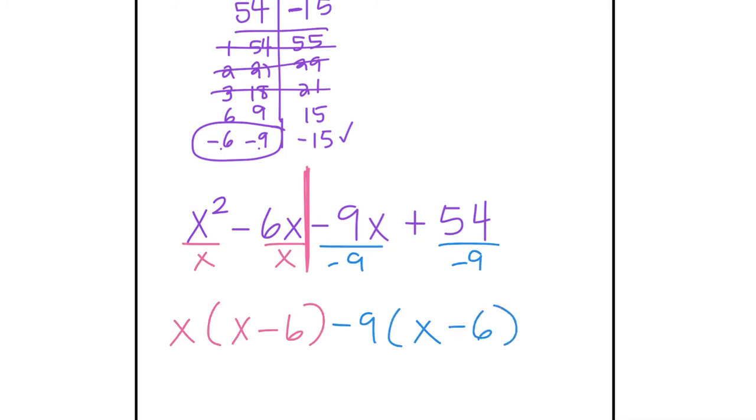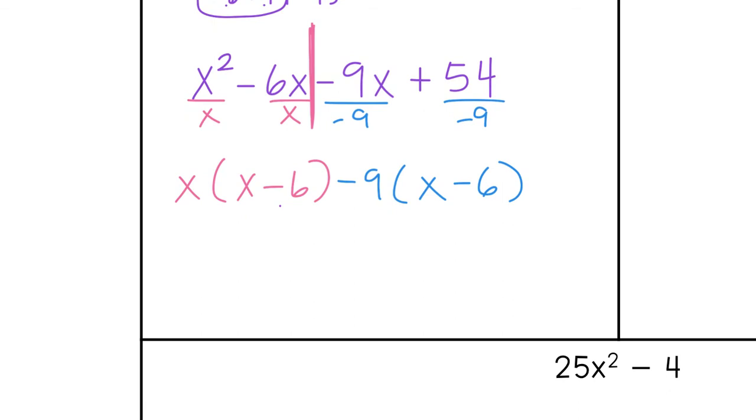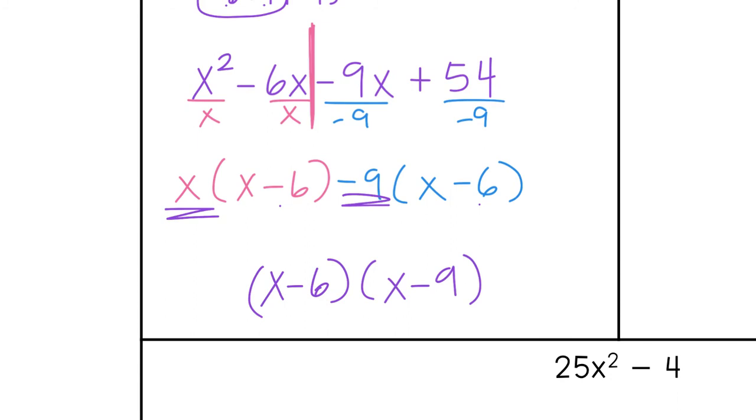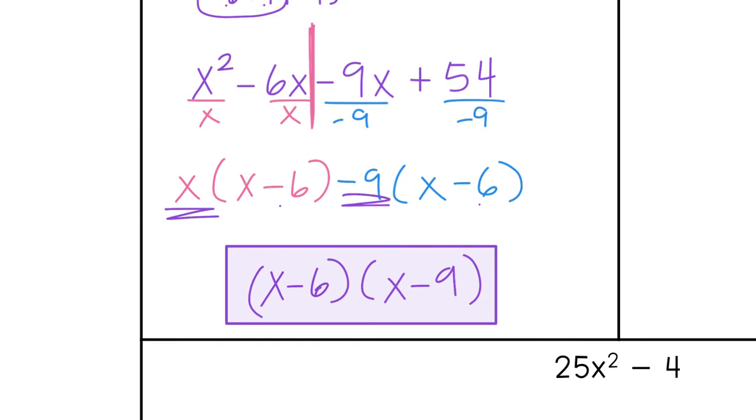Once you do this, you should notice that what's in the parentheses is the same for both of them. So x minus 6 is one of my factors, and then anything on the outside is the other factor, x minus 9. So that is that quadratic equation written in factored form.